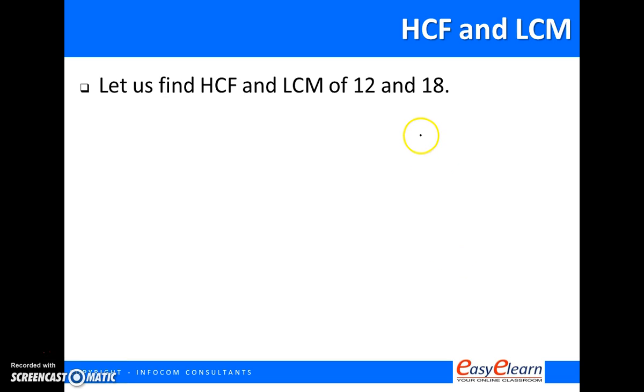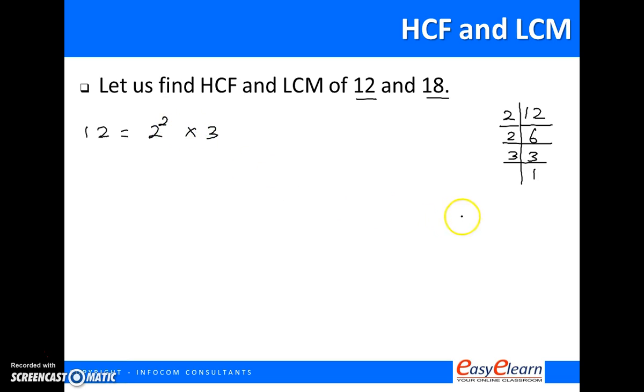In this question, we have to find the HCF and LCM of 12 and 18. So let's take 12 and prime factorize that number first. 12 can be divided by 2, I get 6. Again divide by 2, I get 3. 3 can be divided by 3, I get 1. So 12 can be written as 2 squared times 3.